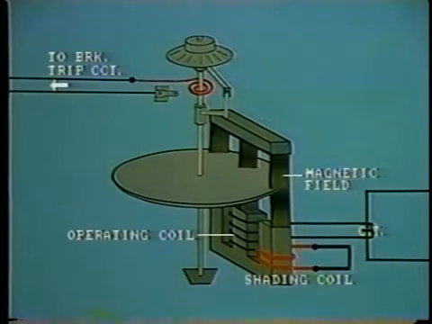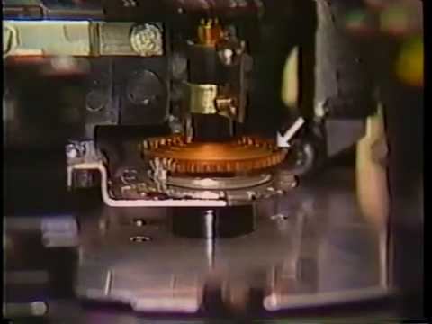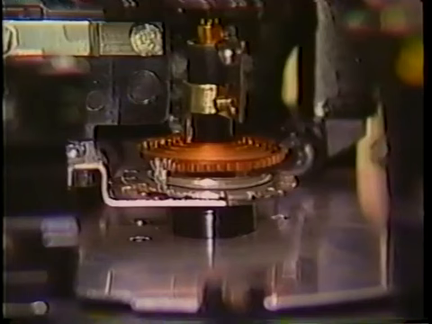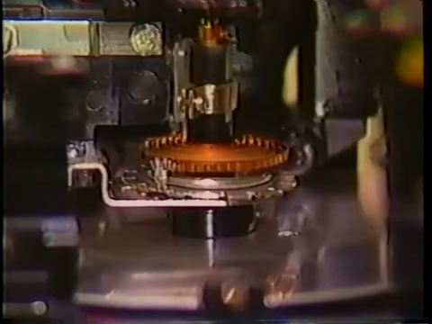However, by placing a shorted coil called a shading coil around one outer leg, a phase displacement occurs. Flux in this leg will now lag the other, and this causes the disc to rotate. The disc is normally held stationary by a retaining spring. Only when there is sufficient current passing through the operating coil will the disc start to move. That is the pickup level.